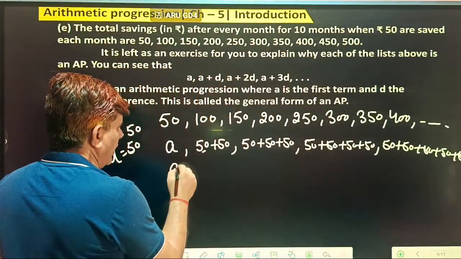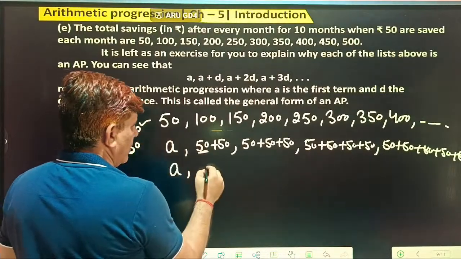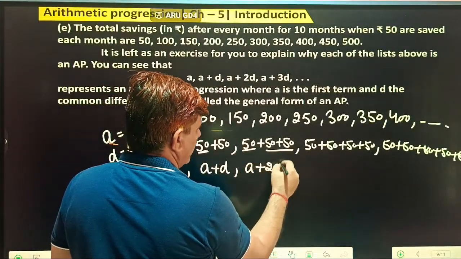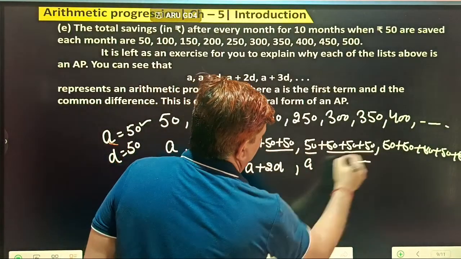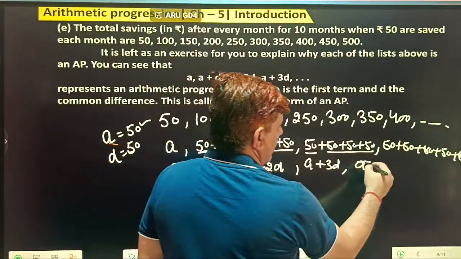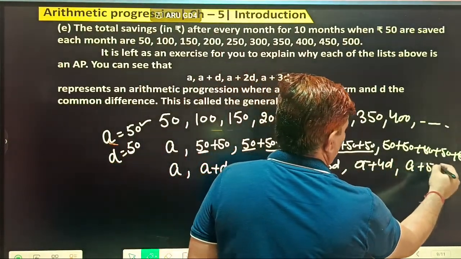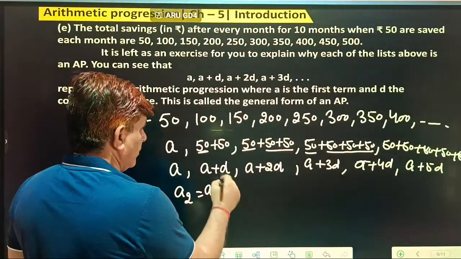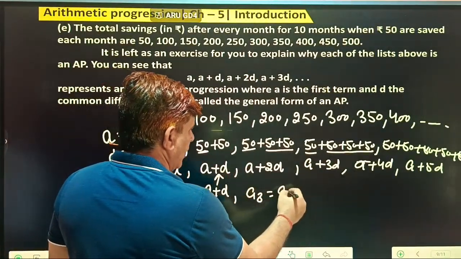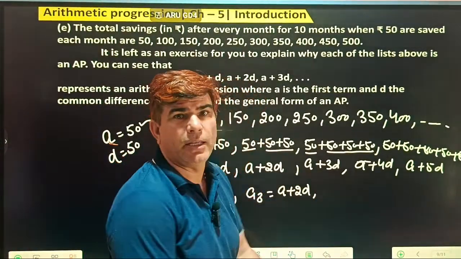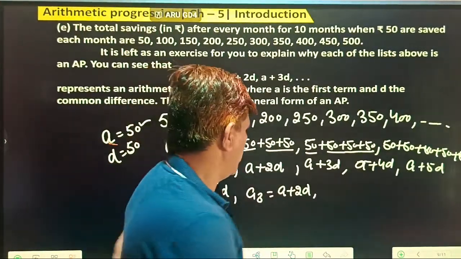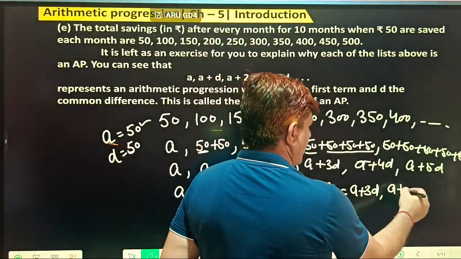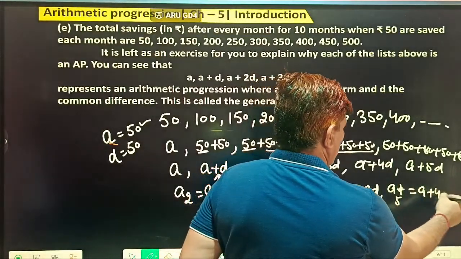So we can arrange like this. This is A. This I have written A plus D. This I have taken A, how many D? Plus 2D. This is A plus 3D. This is A plus 4D, A plus 5D. What's its meaning? A2 is equal to A plus D, A3 is A plus 2D. What's A? A is the first term. And D is the common difference. What's A4? A plus 3D. What's A5? A5 is equal to A plus 4D.